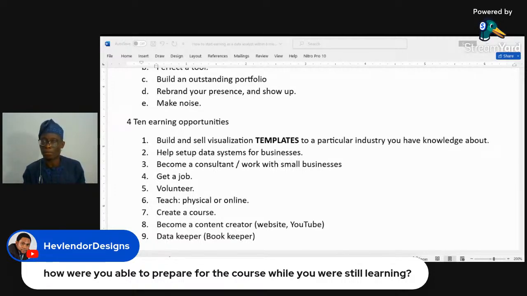So one of the ways you can prepare yourself for the particular value or application of the course while learning is to see the end and be sure that from day one, it is the end you're focused on, not just the learning.